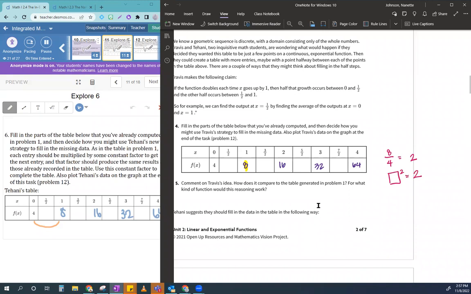So 8 divided by 4, 16 divided by 4, yes. Because there's 2 jumps, 1, 2, my multiplying factor is the square root of 2. So Ms. Johnson, what do you want me to do? So this times root 2 gives me that. This times root 2 gives me 8. This times root 2 gives me the next thing.